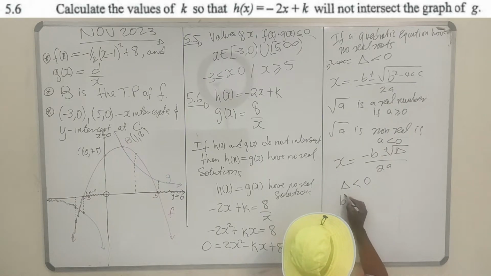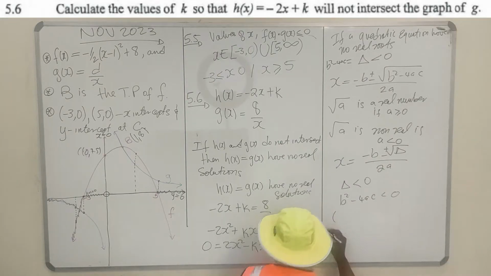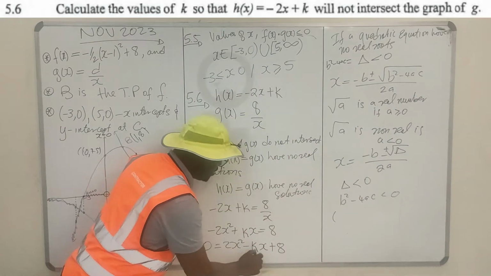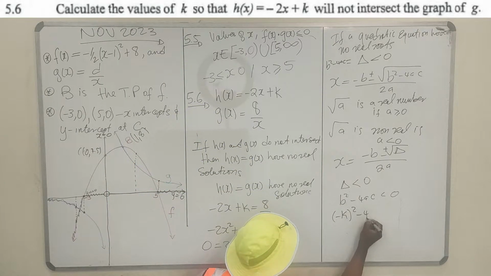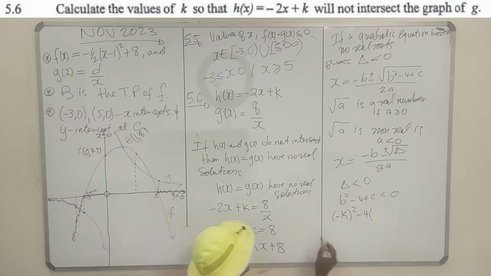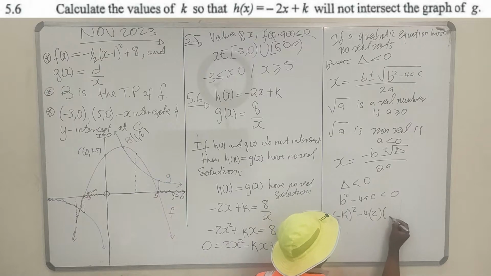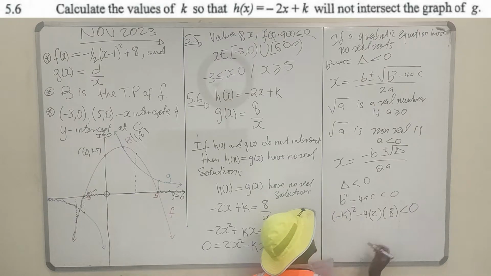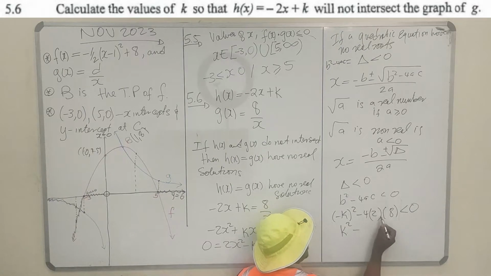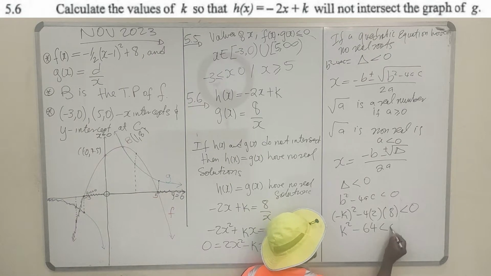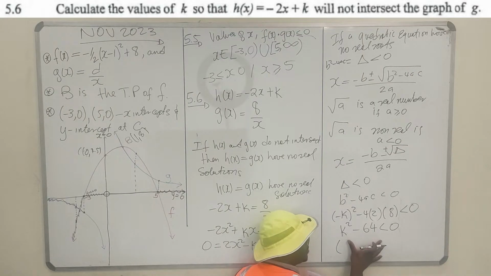Your discriminant is equal to b squared minus 4ac, less than 0. What is your b? Your b is negative k, and negative k all squared, minus 4 into a. What is your a? Your a is 2. What is c? Your c is 8. That is less than 0. So we have k squared minus 64 less than 0. This is more like question 1.